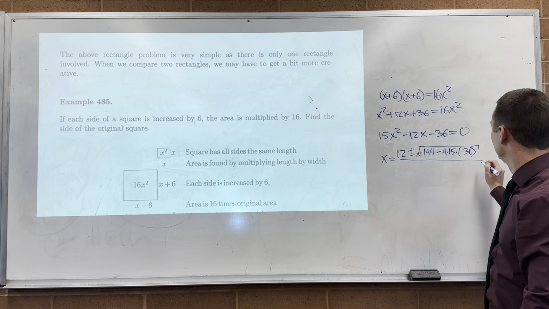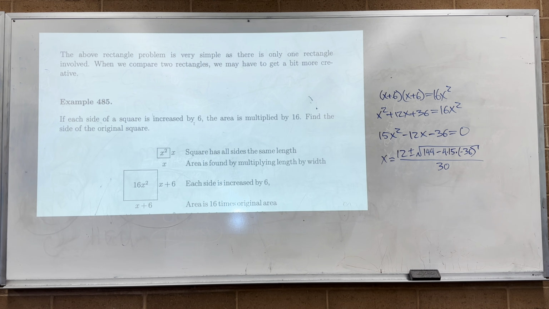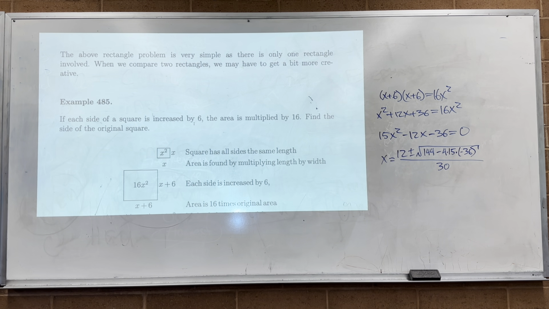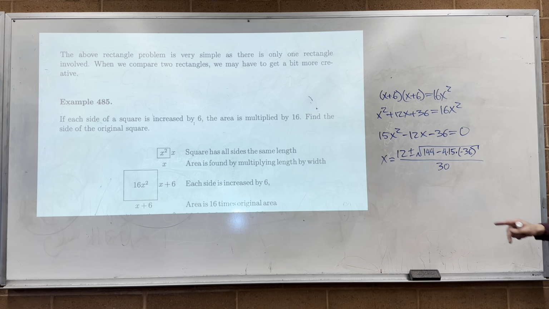all over 2a, 30, right? Follow that? Now, hopefully I'll put my calculator in here so we don't have to think too much about this. So notice a negative times a negative is going to give me a positive. So 4 times 15, that's going to be 60. Times 36, what is that? 2,160, I think. 4 times 15 times 36, 2,160, okay.